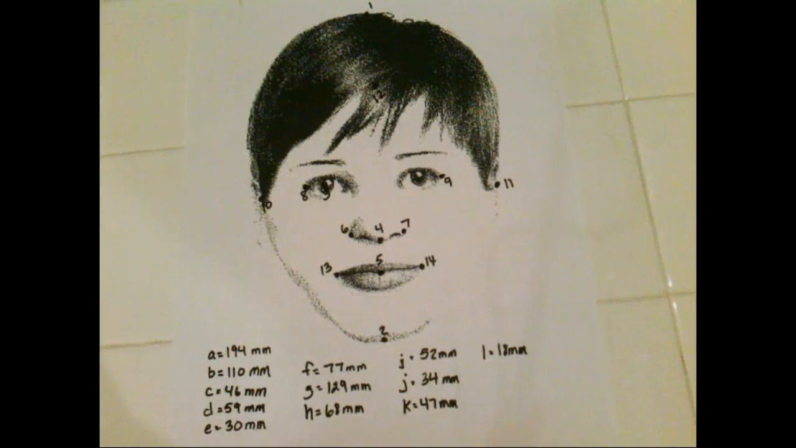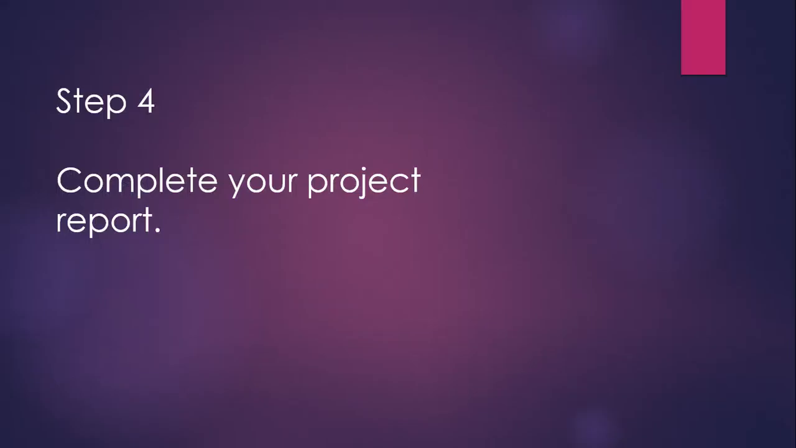After you've done your survey, you're going to take the pictures that you used and mark the 14 points on the picture that you'll use to make the measurements. Then make all the measurements and write down those measurements on the picture. Remember, you need to do that for all 3 of your faces. So at this point, you're going to have everything that you need to complete your project report.